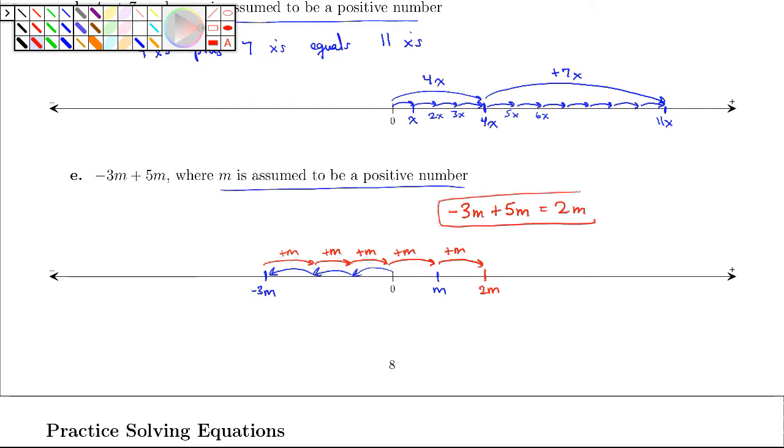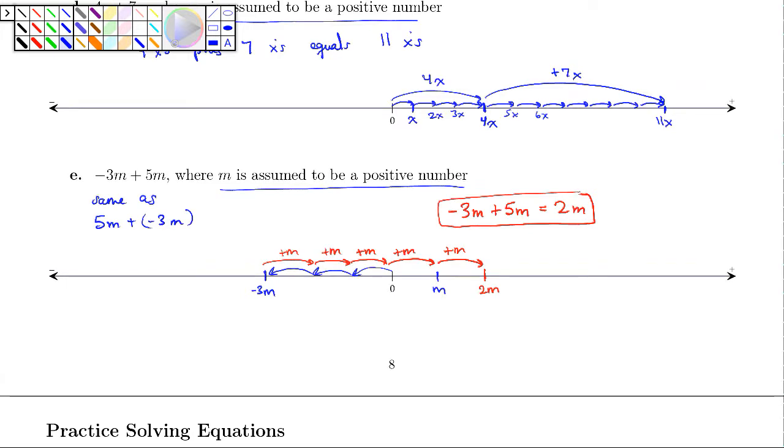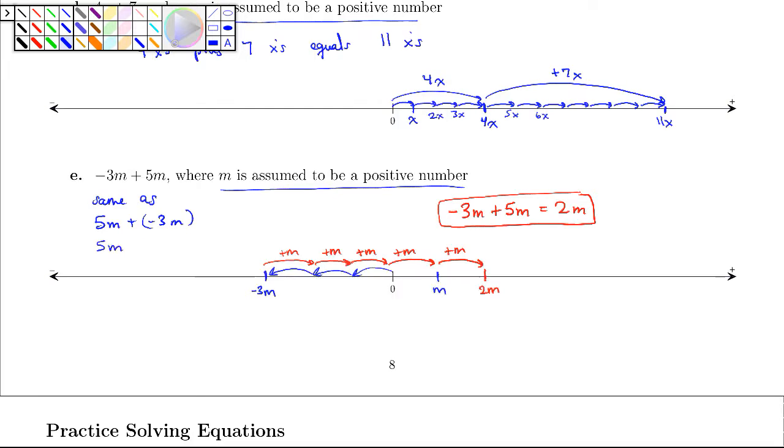Okay? And keep in mind, since addition is commutative, this is the same as 5m plus negative 3m, and adding negative copies of m is the same as subtracting copies of m. So this is the same as 5m minus 3m. So 5 copies of m minus 3 copies of m gives me 2 copies of m. I could have actually done that addition by first going 5 copies of m here and then subtracting 3 copies of m backwards.